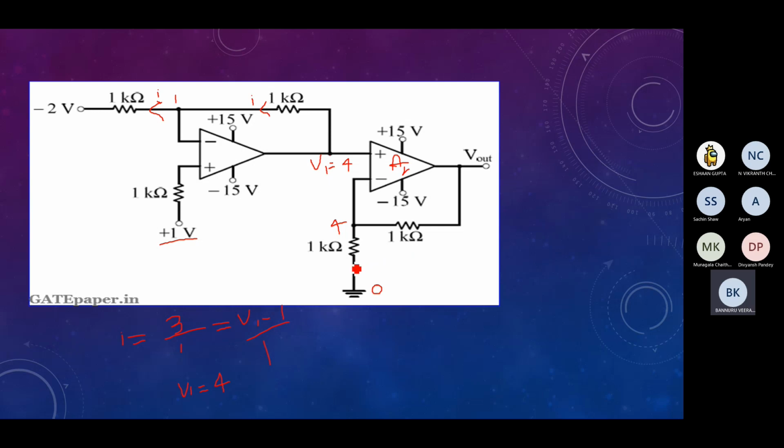So the current flowing in this direction, I, is equal to the current in this resistor, I. So if we solve for I, we will be getting (V out minus 4) upon 1 is equal to (4 minus 0) upon 1. So we will be getting V naught, that is V out, is equal to 8.